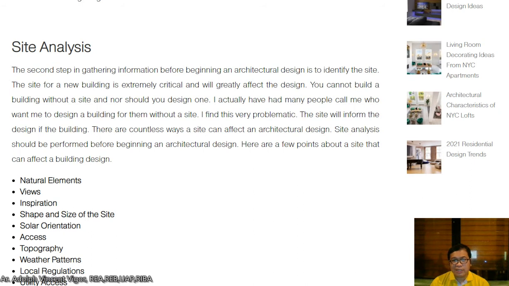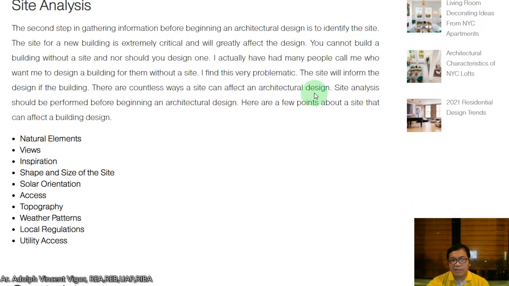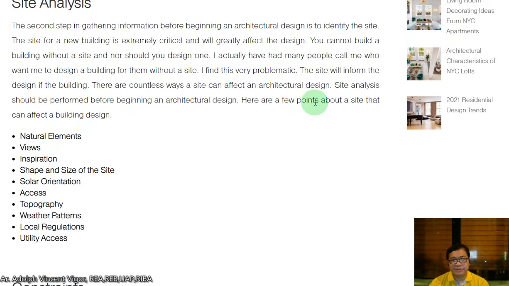So there are countless ways a site can affect an architectural design. Site analysis should be performed before beginning an architectural design. These are some of the points stated here about a site that can affect a building design. First, you have the natural elements. So what are the natural elements within the site?